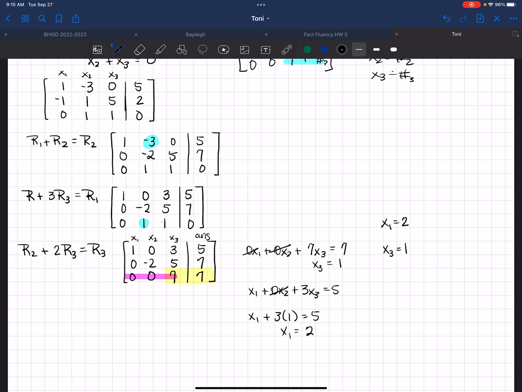Okay? Now I have x1 and x3, which means I can solve this middle one right here. Because it is saying I have 0 times x1 minus 2 times x2 plus 5 times x3 equals 7. Well, we don't even need x1, so I have negative 2 times x2 plus 5 times 1 equals 7. That gives me negative 2 times x2 equals 2, so x2 equals negative 1. And there are your answers.